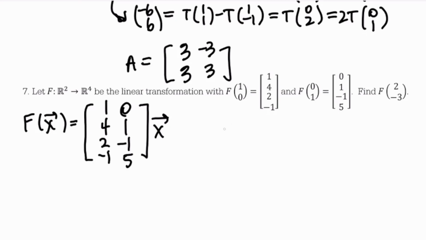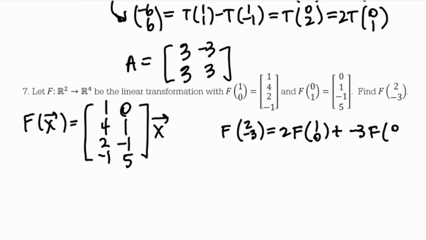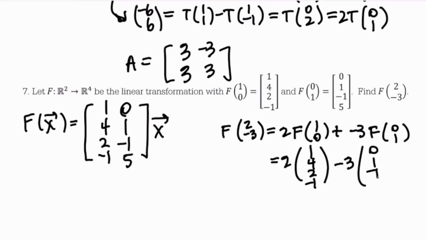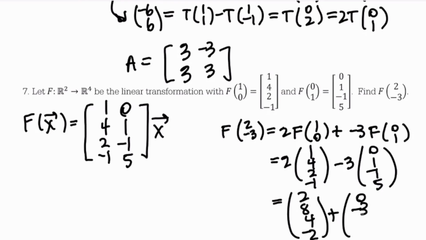not how I'm going to solve this. I'm going to say that F of 2 and negative 3 is going to equal twice F of 1, 0 plus, yeah, I guess negative 3 times F of 0, 1. So I'd say that's 2 times 1, 4, 2, negative 1, minus 3 times 0, 1, negative 1, and 5. That'll be 2, 8, 4, negative 2, plus 0, negative 3, positive 3, negative 15.